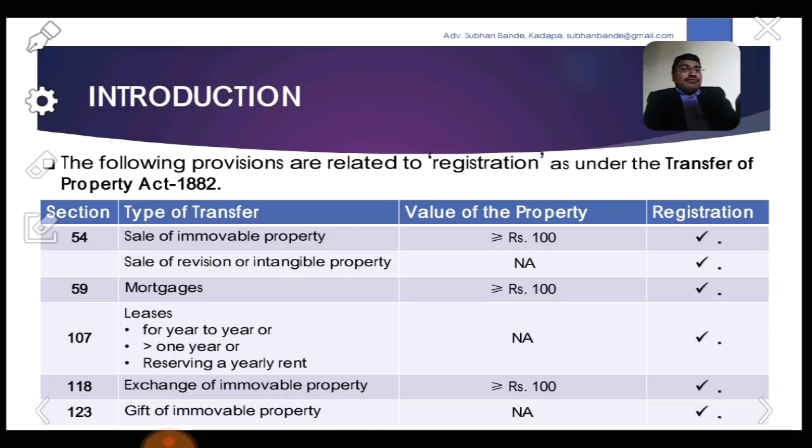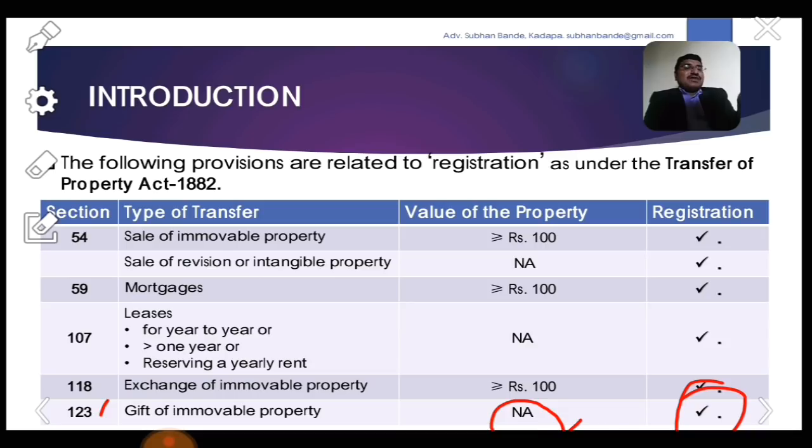Here, the exchange of immovable property. If the value of immovable property in such exchange is 100 rupees or more than 100 rupees, then for such transaction, registration is compulsory as per section 118 of Transfer of Property Act. Next, the last provision is section 123 of Transfer of Property Act. As per section 123 of Transfer of Property Act 1882, registration is compulsory for the gift of immovable property irrespective of its value.